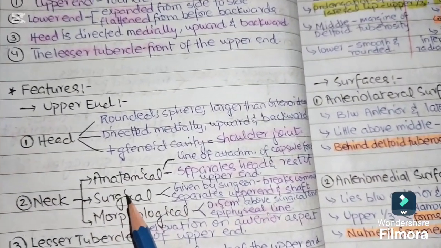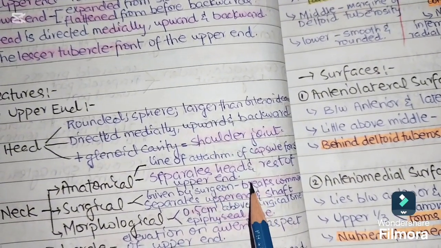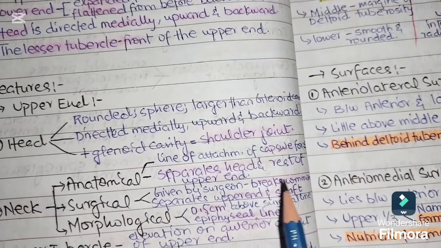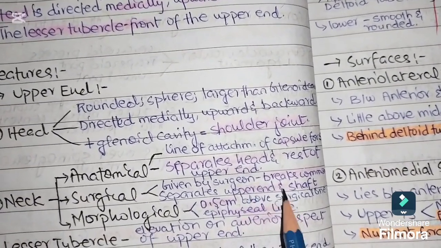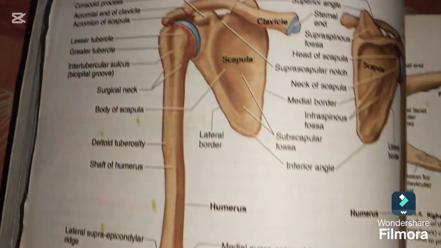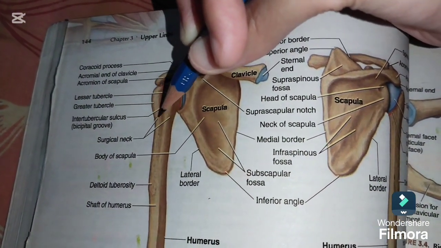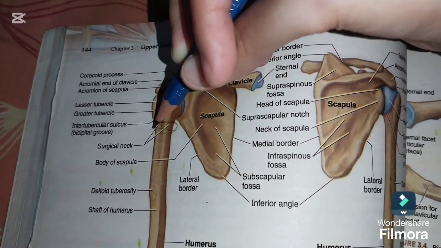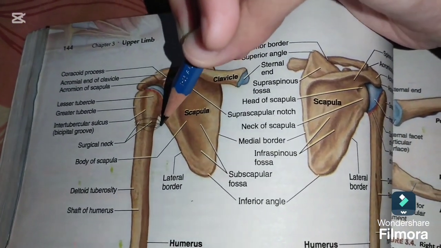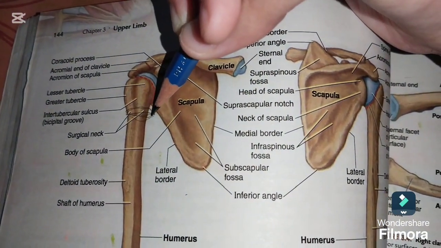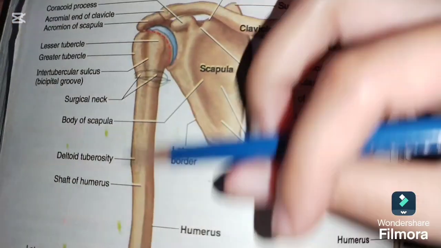Then we have the surgical neck. This name is given by the surgeons because it is the most common point of breaking of the humerus bone. It separates the upper end and the shaft. So this, as you can see, is labeled as the surgical neck. This is the surgical neck which separates the upper end from the shaft.